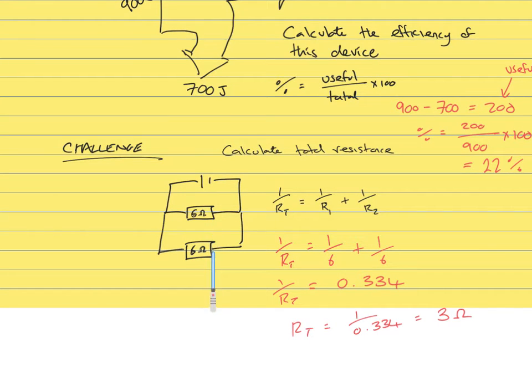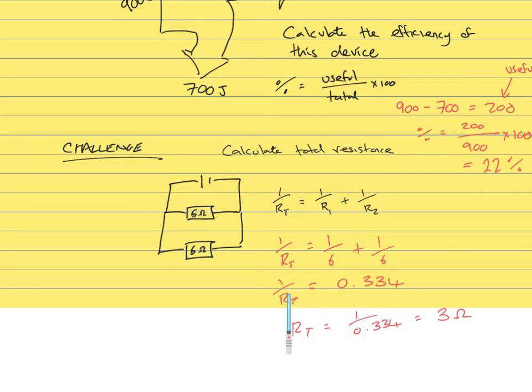Your challenge question then is the resistance in a parallel circuit. You've got to use 1 over RT here. So you would plug that into the calculator. Again, there's 2 ways you can do that. You can either do 1 over 6 plus 1 over 6 in the calculator using the fraction button, or you can just put 1 divided by 6 equals and then write the answer, plus 1 divided by 6 equals, and then you get 1 over RT equals 0.334.